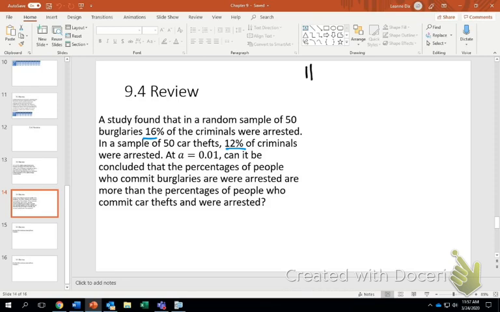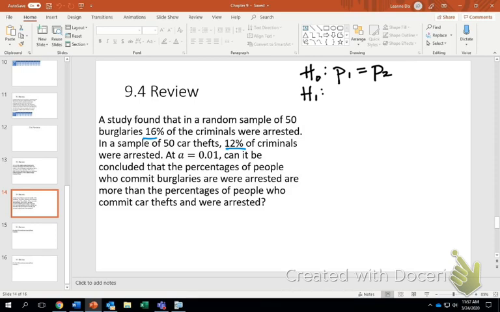I'm going to start off with my hypotheses. The first one has to be when the proportions are equivalent. Alternative, it comes from the last sentence. Can it be concluded that percentages of people who commit burglaries and were arrested is more than the percentages of those who commit car thefts?